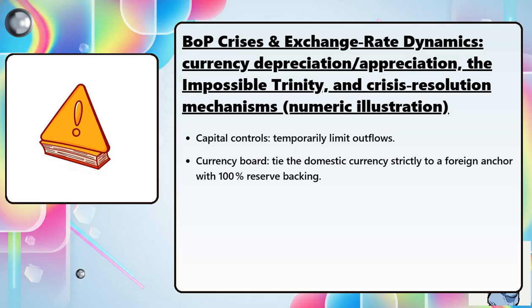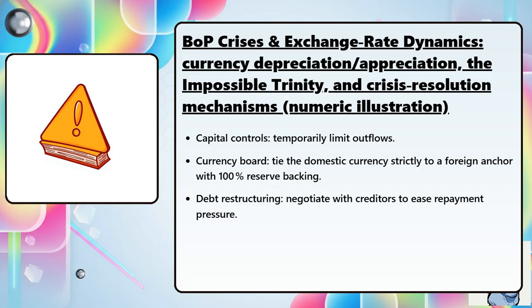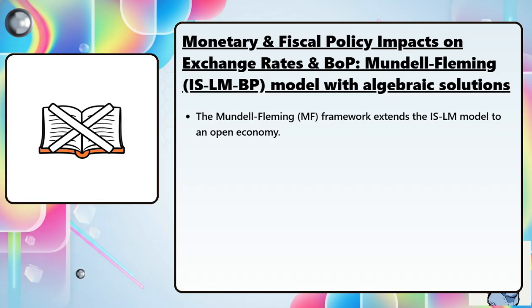Currency board ties the domestic currency strictly to a foreign anchor with 100% reserve backing. Debt restructuring negotiates with creditors to ease repayment pressure. The Mundell-Fleming framework extends the IS-LM model to an open economy.